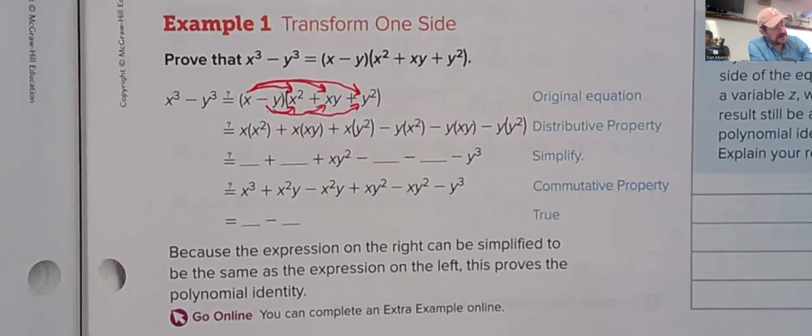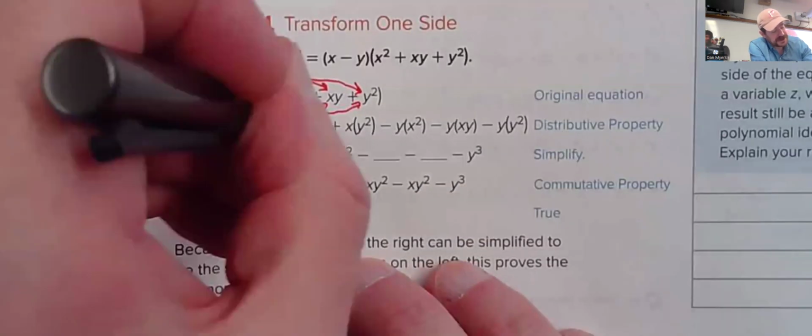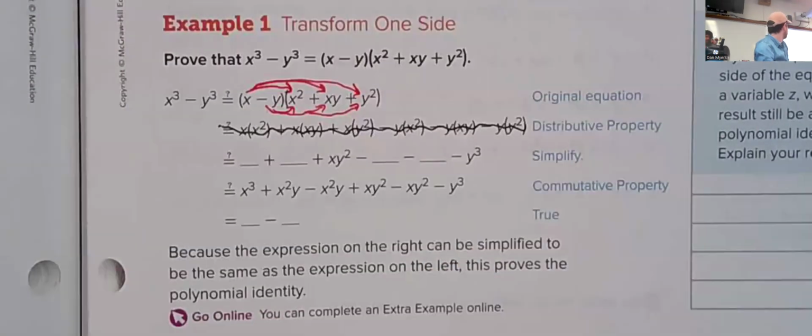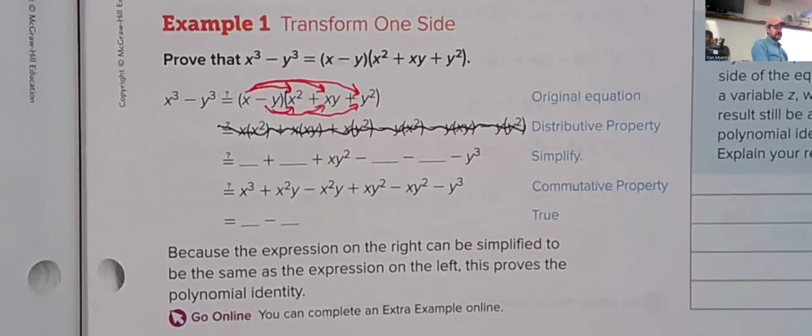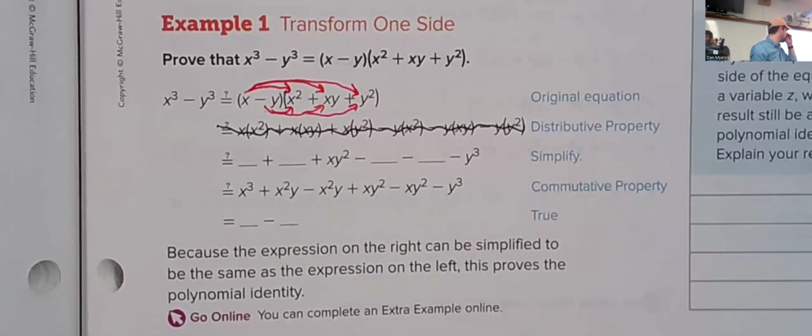And I don't like the way they do the distributive property in this book, so I'm going to scratch out line 2. We don't need that. And we're just going to go through. We're going to multiply 6 things together, and then we'll combine some like terms. And if it ends up being that those two things are exactly the same once we do that work, then that means we've proved the identity.